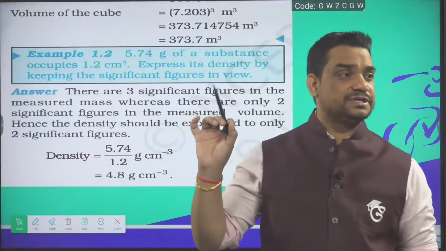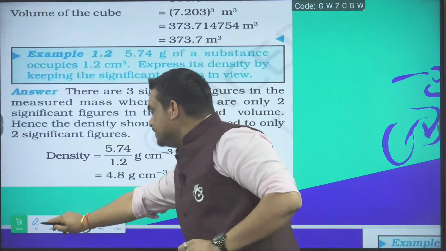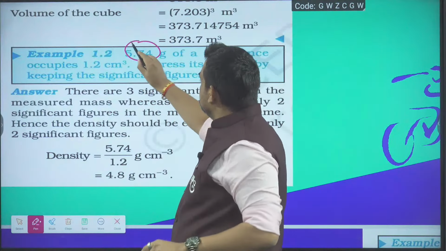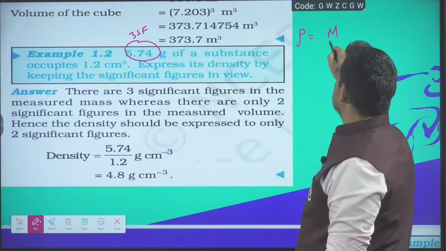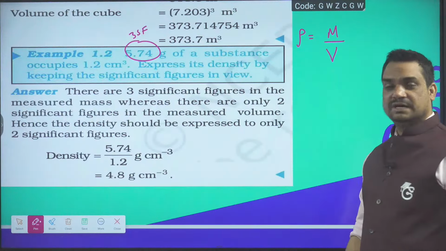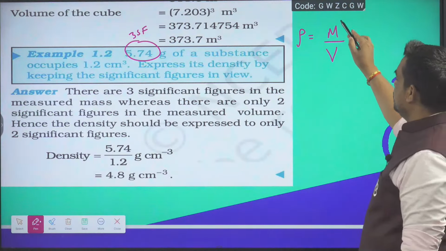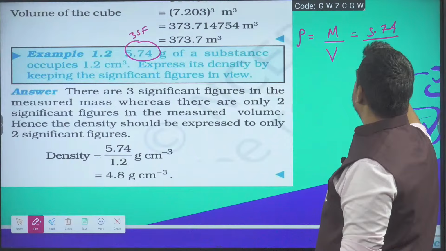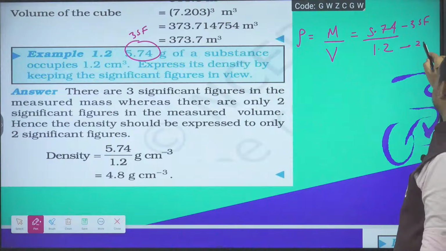5.74 gram of substance occupies this much volume, so you can say we have to find the density. Same as the previous question. This one has 3 significant figures, because everyone knows density is nothing but mass by volume. And if density is mass by volume, then here mass is 5.74 divided by 1.2.